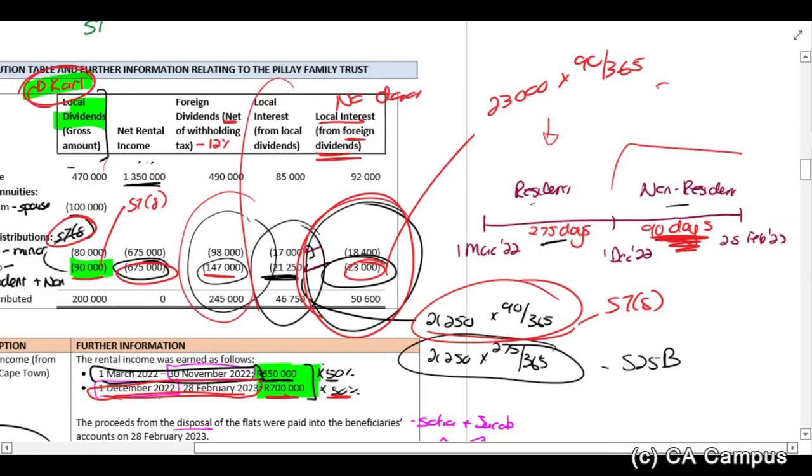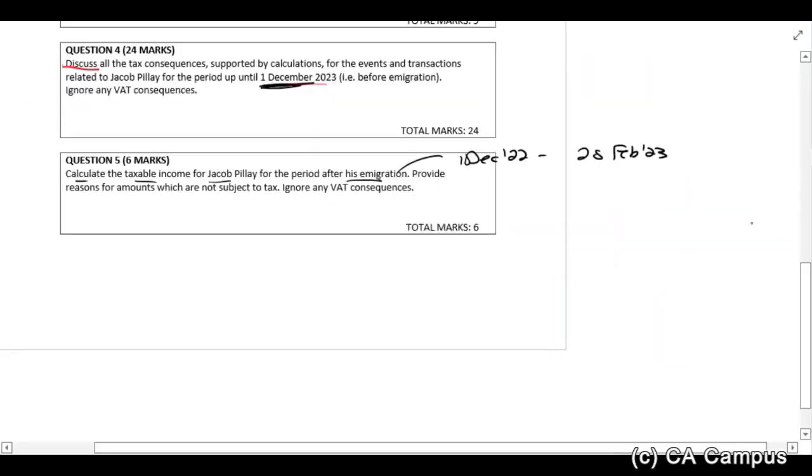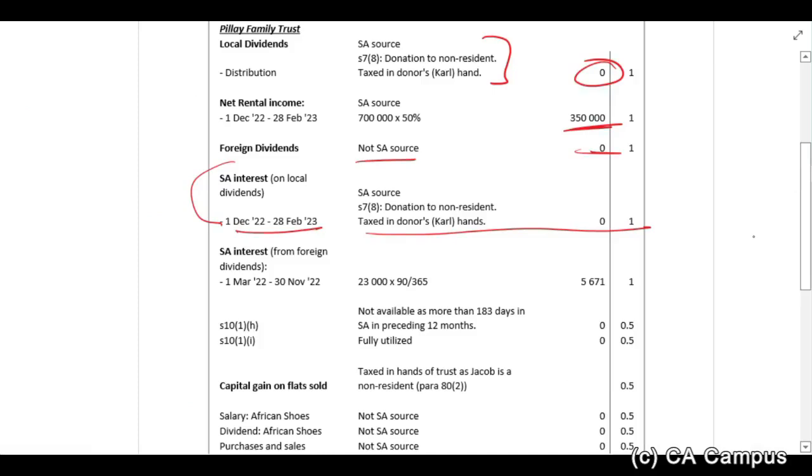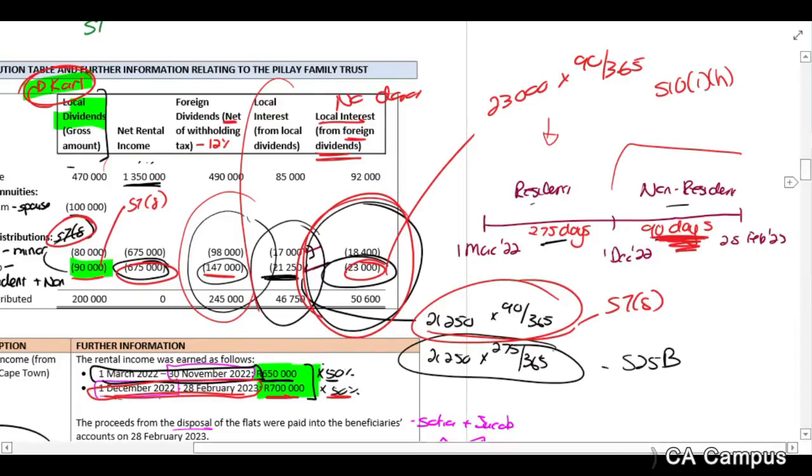If you're a non-resident, then Section 10(1)(h) will apply. Alright, if it's not in the form of an annuity. And you should not have been in South Africa for more than 183 days. Okay, so please go and look at that, and then you would apply Section 10(1)(h) if anything else.